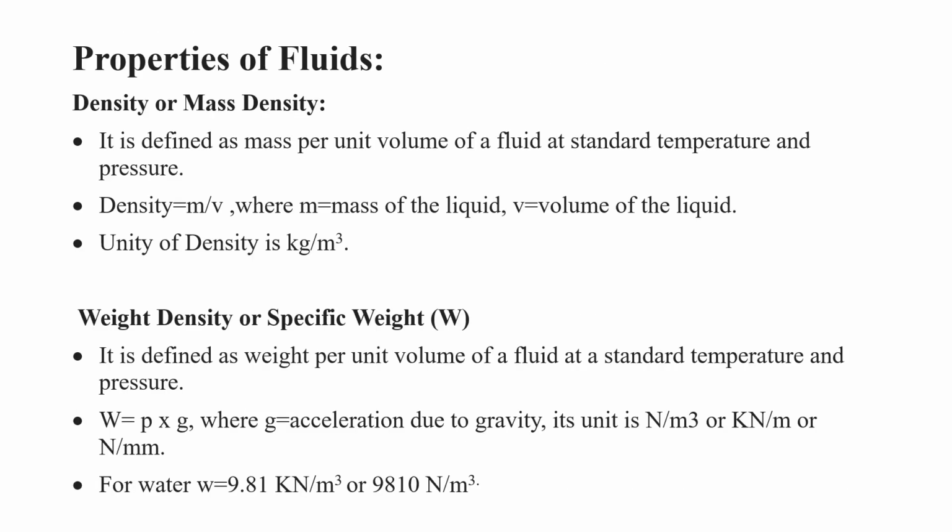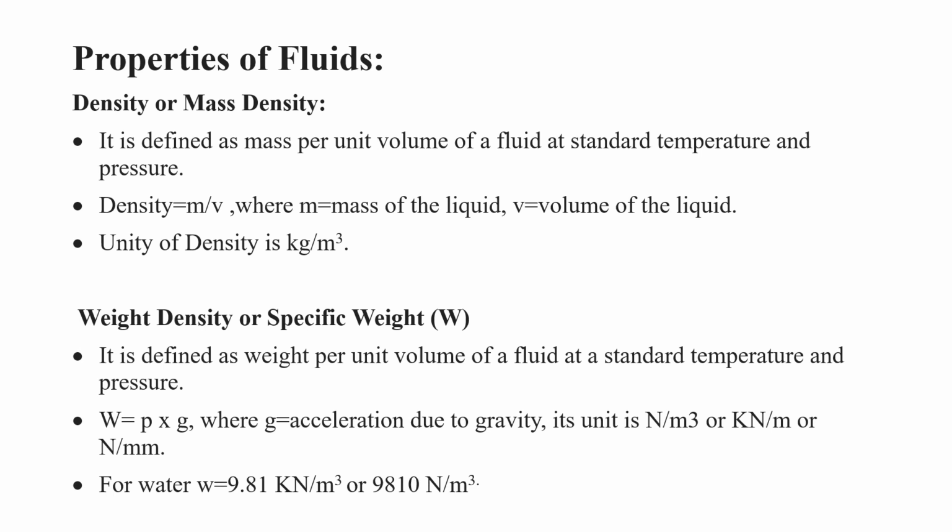Then what are the different properties of fluids? The first property is density, which is also known as mass density. It is the mass per unit volume of the fluid at STP, that is standard temperature and pressure. Therefore, density is equal to mass by volume, where mass is in kg and volume is in meter cube. Therefore, the unit of density is kg per meter cube.